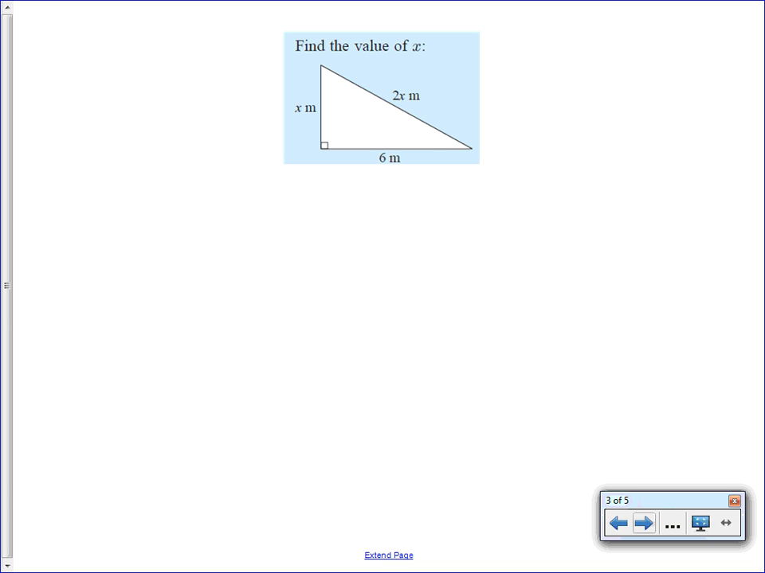So here's an example that goes beyond what we did in class. It doesn't give you two of the sides. It gives you that one of the legs is x, the other leg is 6, and the hypotenuse is 2x. This is enough information for us to determine what x is. So it's going to ask us to solve for x.